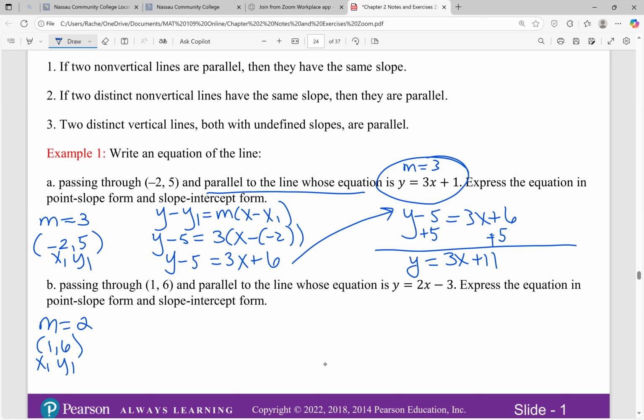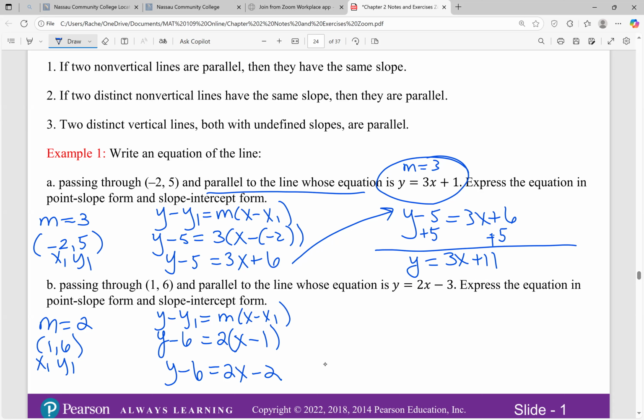So let's plug into our point slope form. y minus y1 is equal to m times x minus x1. So we're going to have y minus y1, which is 6, is equal to m, and we're using 2 because we want these lines to be parallel, times x minus x1, which is 1. So we're going to have y minus 6 is equal to 2x minus 2. So there's my point slope form.